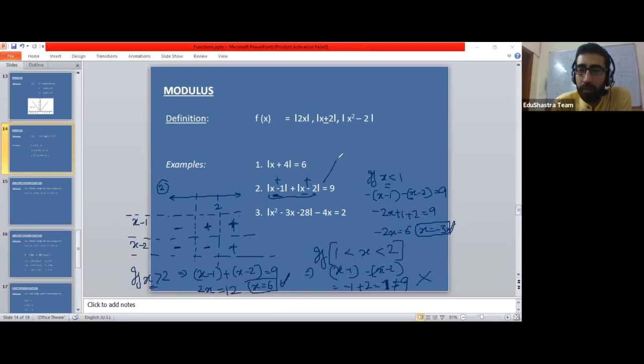Thus, we have two reasonable solutions for this equation. X is equal to minus 3 or x equal to 6. We always say or, it's not and. It's x equal to minus 3 or x is equal to 6. X only takes one value at one point. It cannot take two values at the same time. Is this clear, guys? Guys, is this clear?